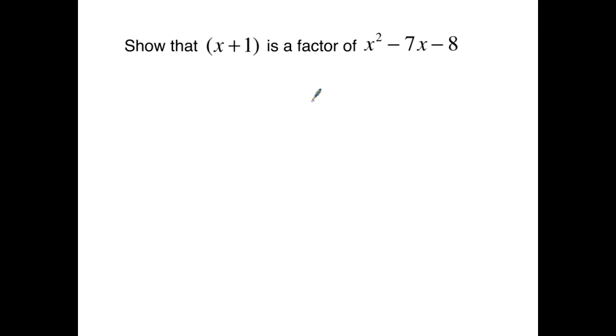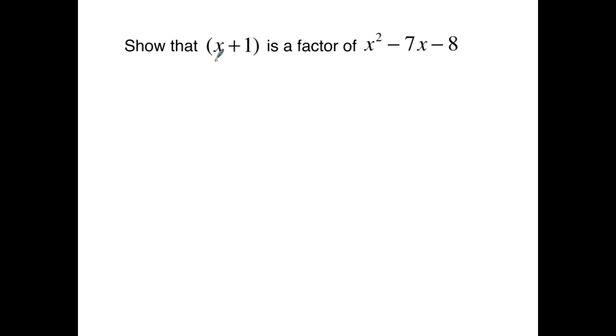Show that x plus 1 is a factor of x squared minus 7x minus 8. Now, we should know how to factorise this quadratic here already. It would be x plus 1, x minus 8. Now, you could just multiply those two together and that would prove that this is a factor of this quadratic.